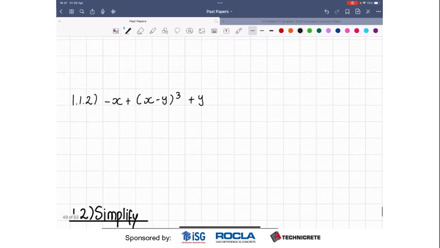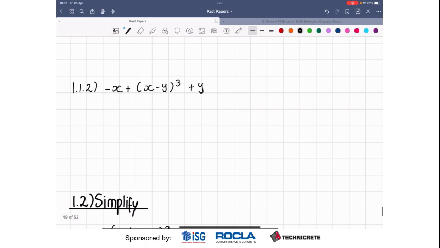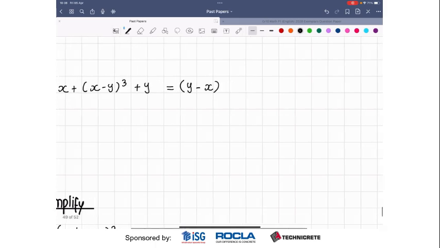Okay, then the next one, 1.1.2, I'm given negative x plus x minus y all cubed plus y. And so to factorize these, I know that I'm going to want to take out a common factor, and it looks like my common factor is going to be a bracket that looks like this. And indeed, I can recreate that with these terms that are on either side of this bracket just by rearranging. So I'm going to bring this y to the front, and I'm going to have negative x, and I'll put that in brackets. And then I keep this cubed bracket the same.